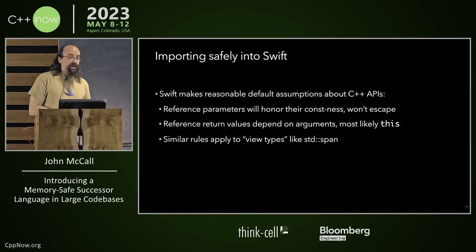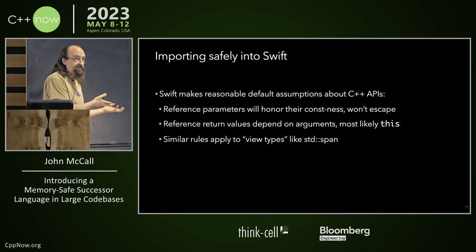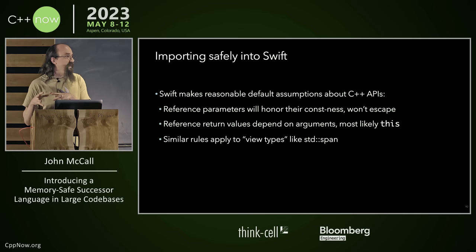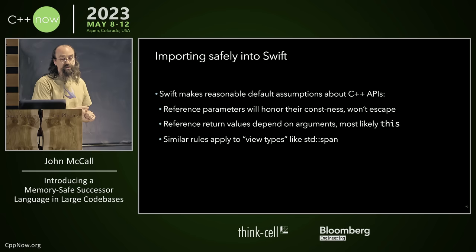So what we do is we make reasonable default assumptions about C++ APIs. For reference parameters, we assume that if they're declared const, that they will actually honor that. We also assume that the function isn't going to just escape a reference argument. For reference return values, we assume that they depend for their lifetime on one of the arguments. If it's a method, we're going to assume that it depends on this. Similar rules apply to view types like std::span.